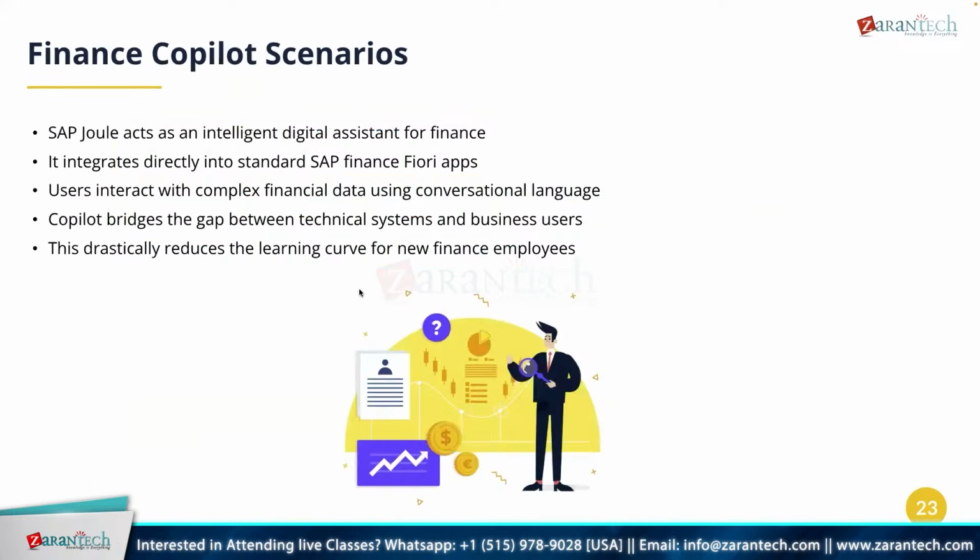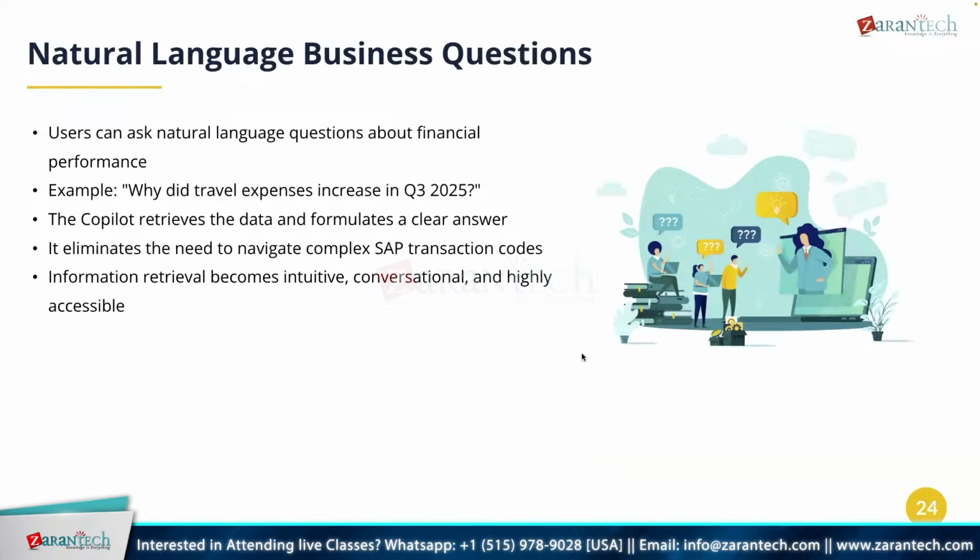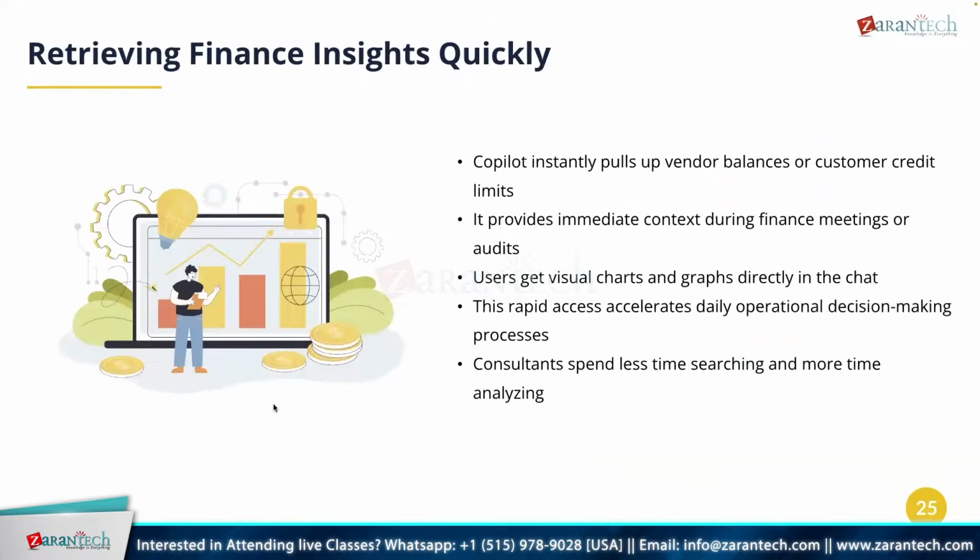So the finance copilot scenario, as I just showed, is Joule, which is an intelligent digital assistant. It integrates directly into standard applications. The users basically interact with complex financial data. The copilot bridges the gap between technical systems and business users, which sometimes comes with a great learning curve and the need for finance expertise. And natural language business questions also come in like this. You can see what kinds of scenarios the copilots can answer on top of that. So this will retrieve the finance insights quickly.